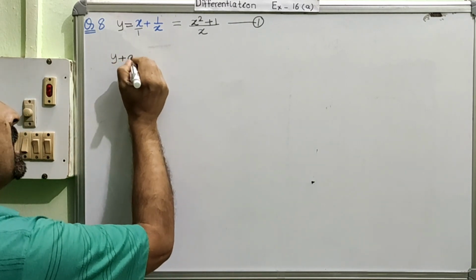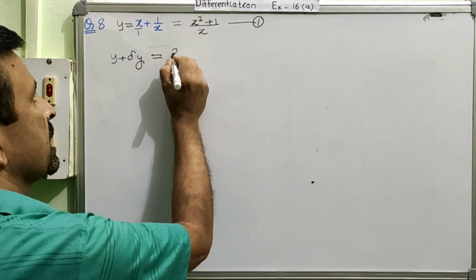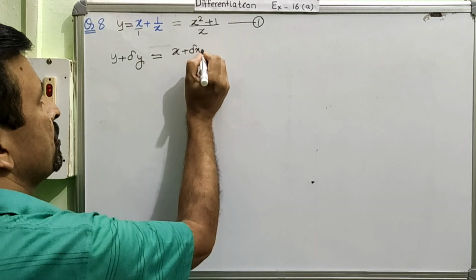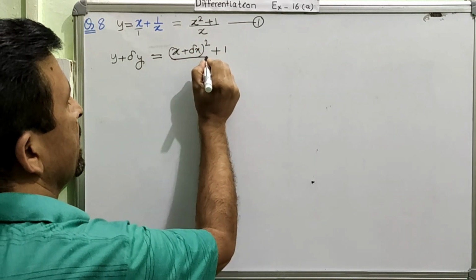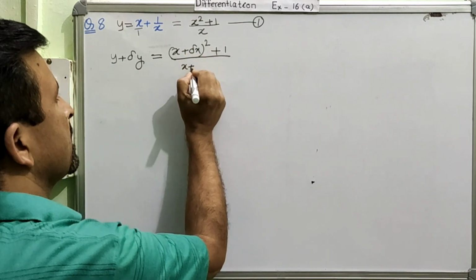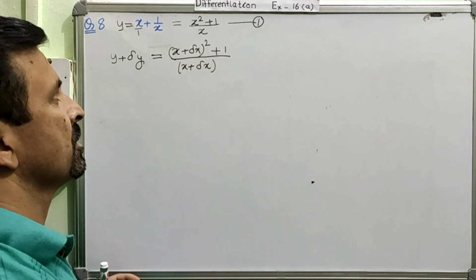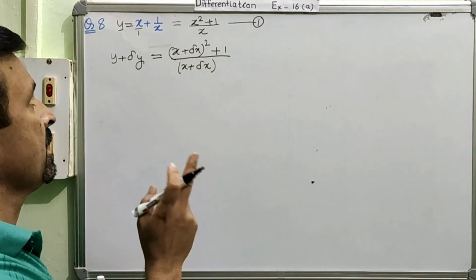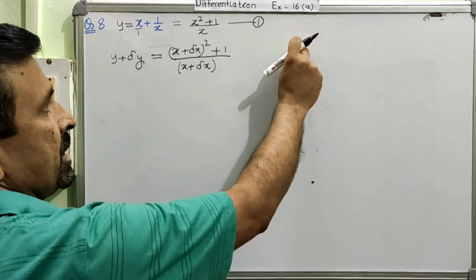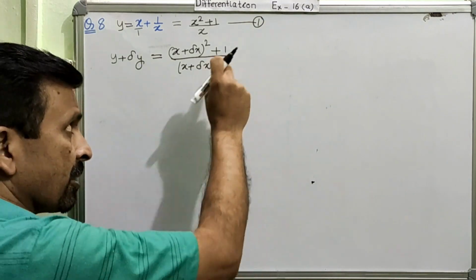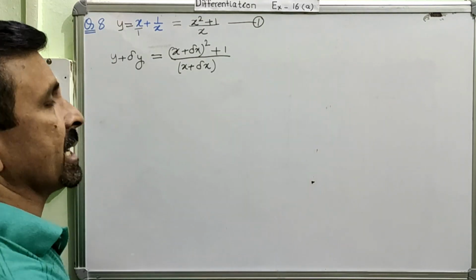Step number 2, as usual, what? y plus delta y. So this side also x plus delta x, and then whole square plus 1 divided by x plus delta x. Am I very clear? So I have increased both sides. I increase the y by delta y and then x by delta x. Now normally we give this the name equation number 2. But here also, first of all I will modify and then we will name this as equation number 2.